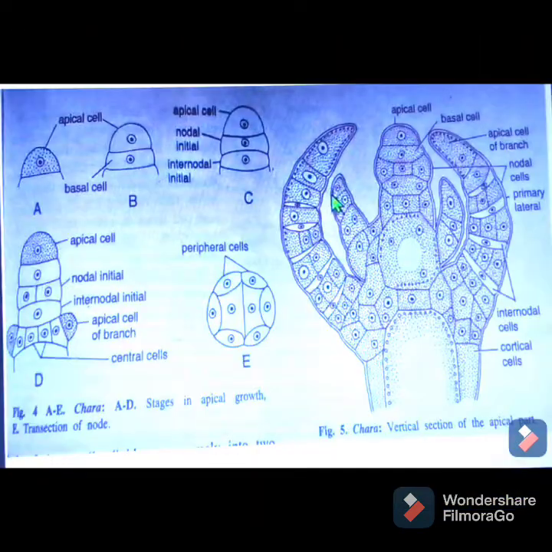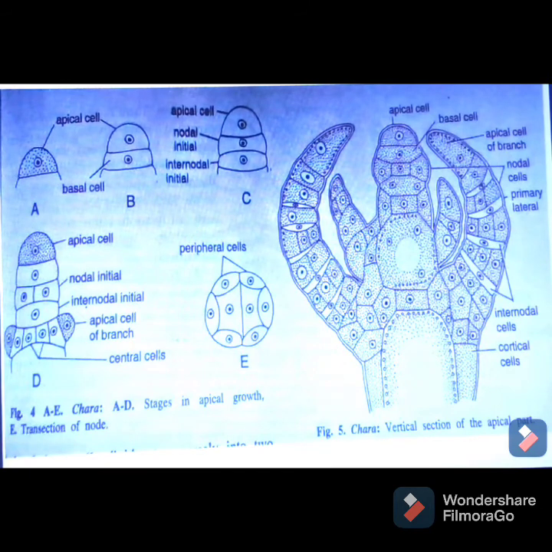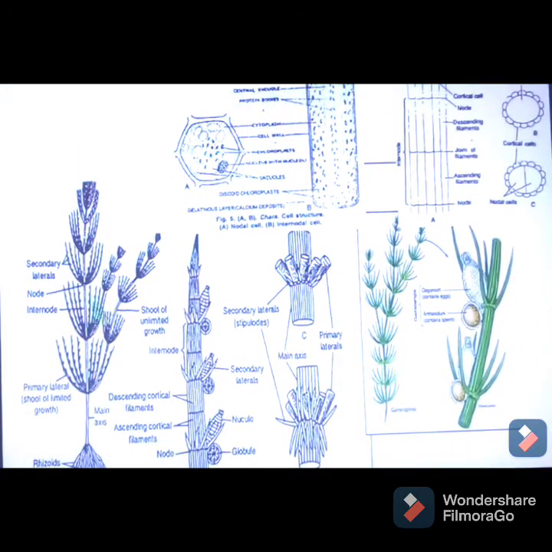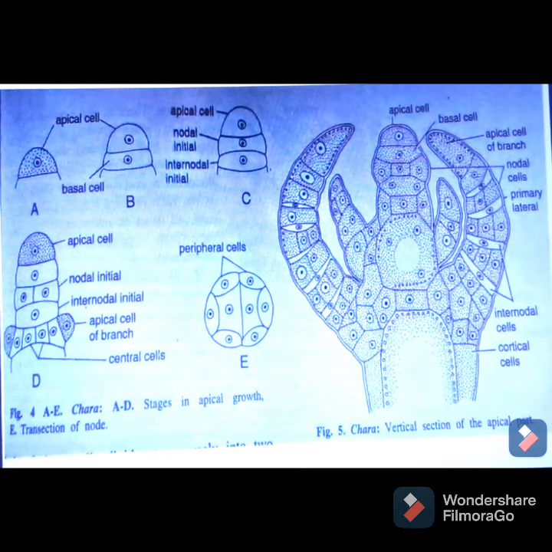Now coming to the growth of Chara, it takes place by a dome-shaped apical cell. How does this plant grow? First it starts with the dome-shaped cell called the apical cell, and this cell undergoes transverse division to form a row of three cells. You can see it divides and forms a row of three cells here: the apical cell, the nodal initial and the internodal initial. So three types of cells are formed due to the transverse division.